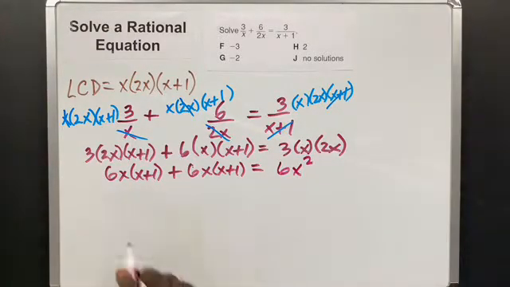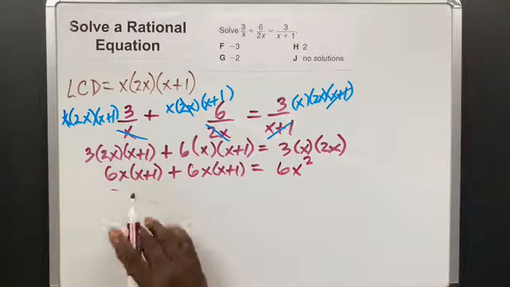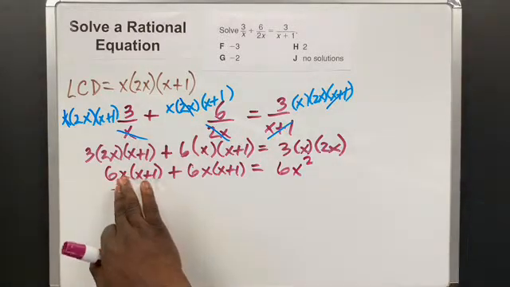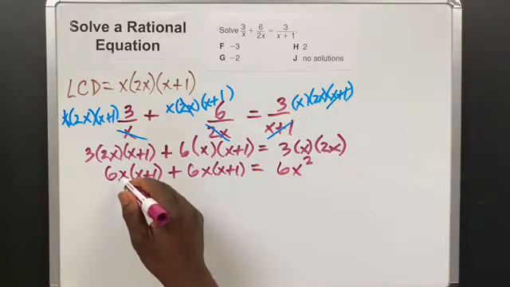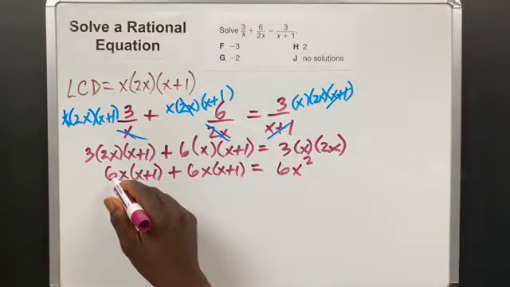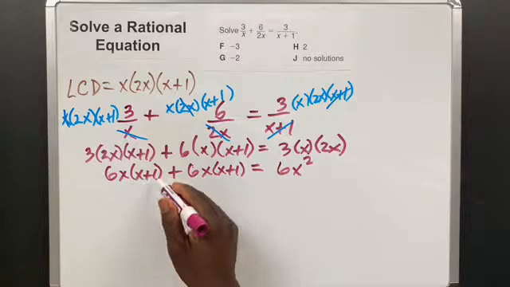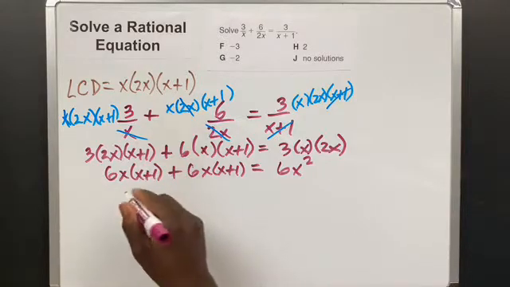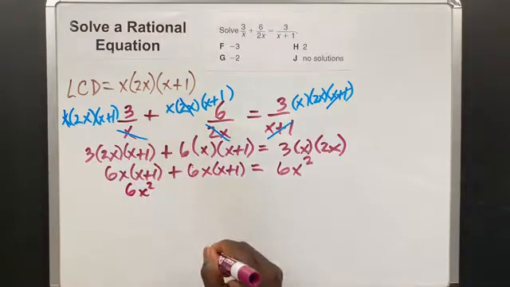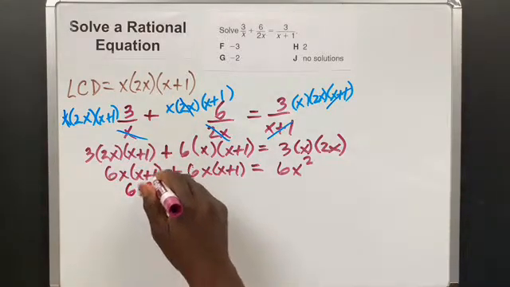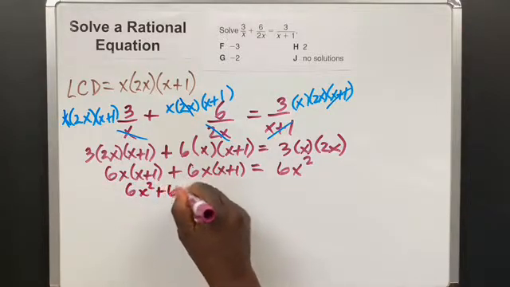Very good. Now let's simplify again. Now we're using the distributive property. We're multiplying 6 times x plus 1. So 6 times x is going to give us 6 times x squared. 6 times x times 1, bring down the plus sign, is 6 times x.